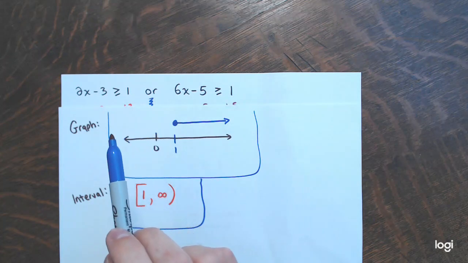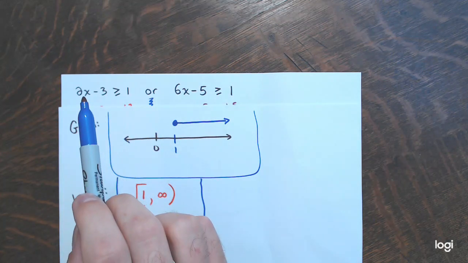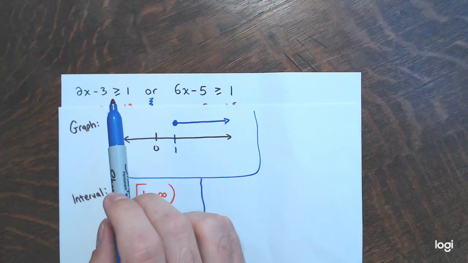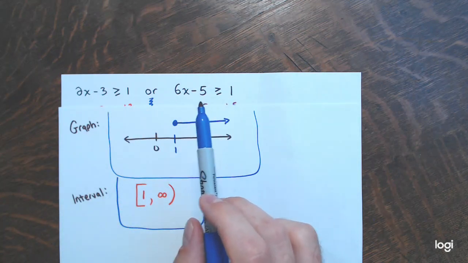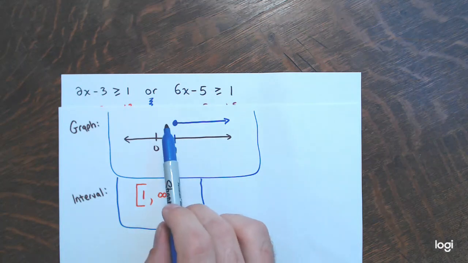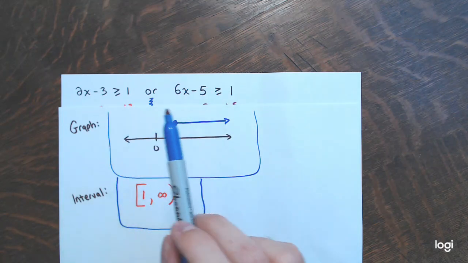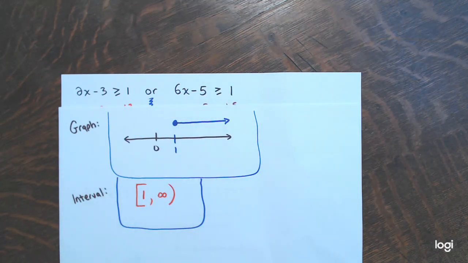Anything that's not a solution, like 0, right? If I put in 0 here, you get -3 is greater than or equal to 1. That's not true. Put in 0 here, you get -5 is greater than or equal to 1. That's not true either. Anything that's not a solution won't satisfy any of the inequalities in the or statement. Right? Great, but I did the same stuff, right? You solve each one separately, and then find the union. What numbers belong to one set or the other set or both.